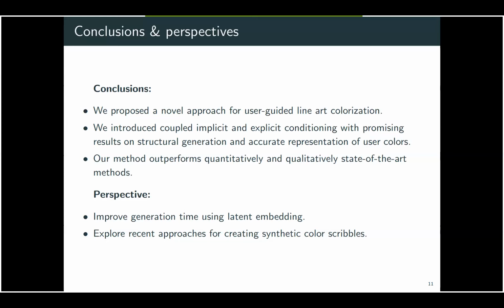For future work, the idea is to also improve generation time using, for example, latent embedding, because right now we are using, let's say, the baseline DDPM, which for generating one image takes like 20 seconds. So it would be really helpful to start introducing, for example, this latent embedding.